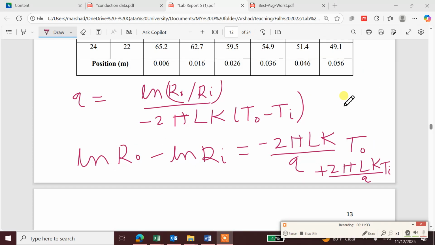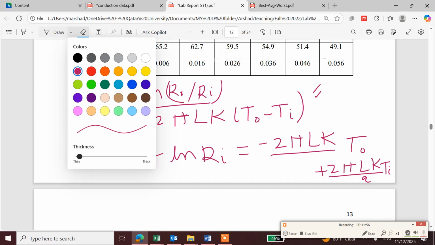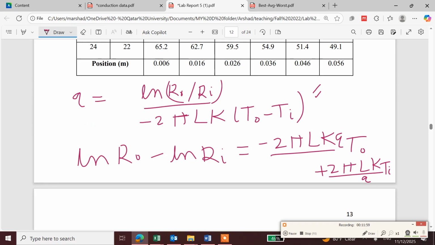So radial, see, this is the equation. Okay, so if you see this ln r, we expand this one, we will get this equation. Ln r naught minus ln ri, this is minus 2 pi LK, this Q will come here, right? This Q. So we are plotting ln r naught, ln r versus temperature. This is the outer temperature. This is what we are measuring.